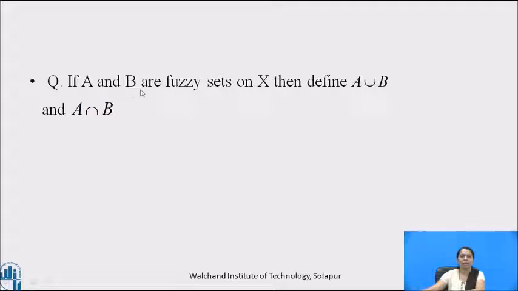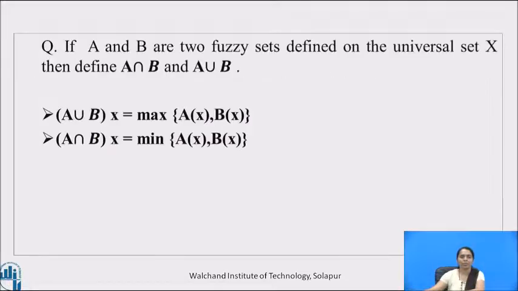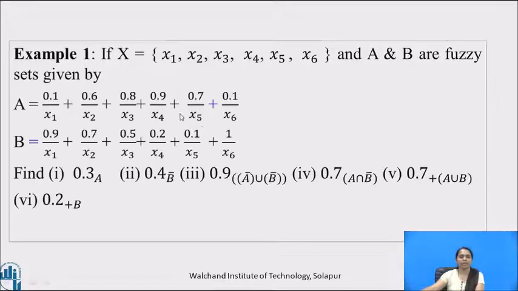question. If A and B are fuzzy sets on universal set capital X, then define A union B and A intersection B. I think you got your operations, which is A union B at X is equal to maximum of A of X comma B of X, while A intersection B at X is equal to minimum of A of X comma B of X, where A of X and B of X are membership grades. Let us solve an example.